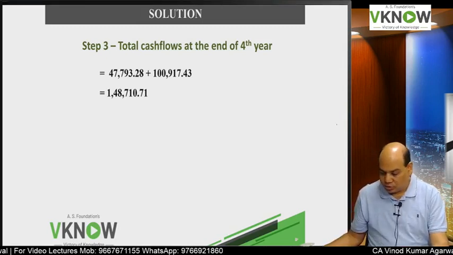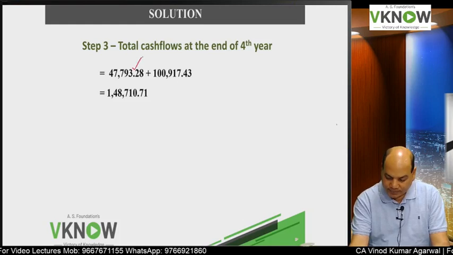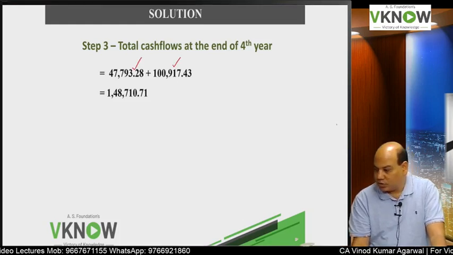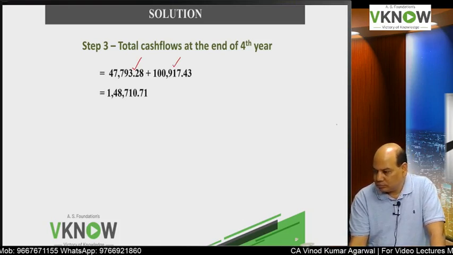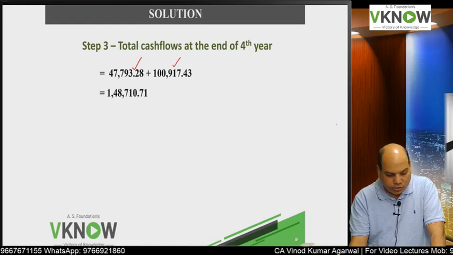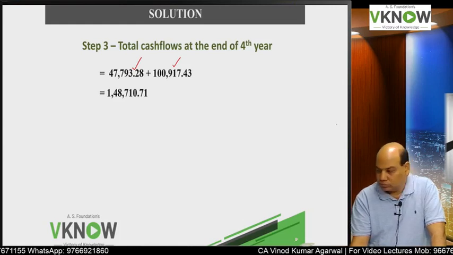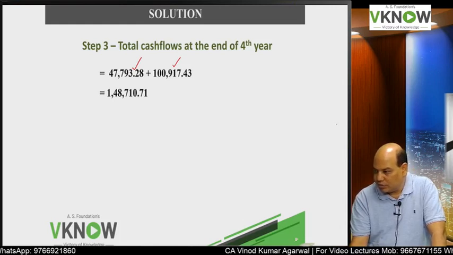So this is your step 1. This is your step 2. Just tell me, is the total right? Is the total 148,710.71? Is it right? Okay. Now write down step 4, expected total return.